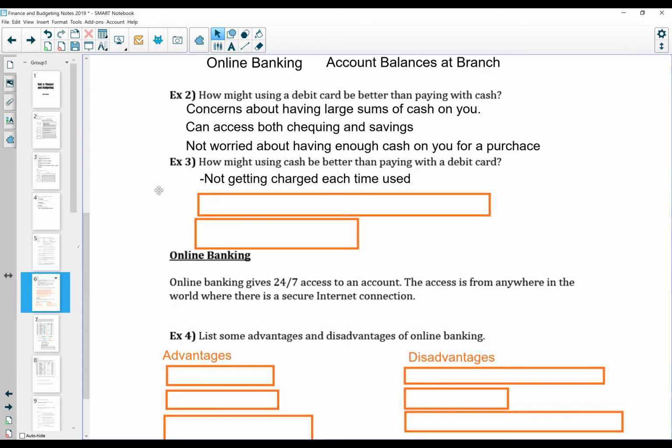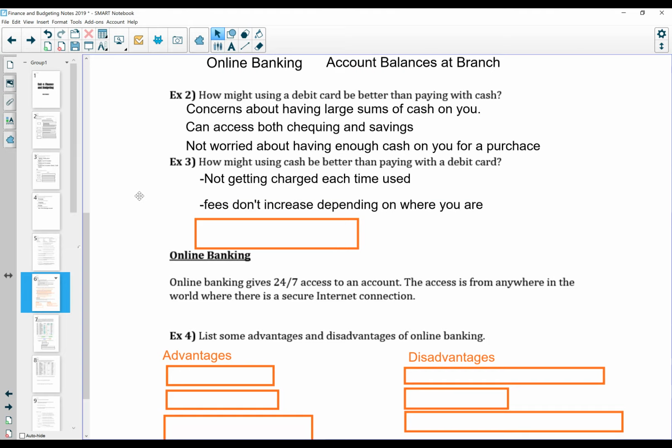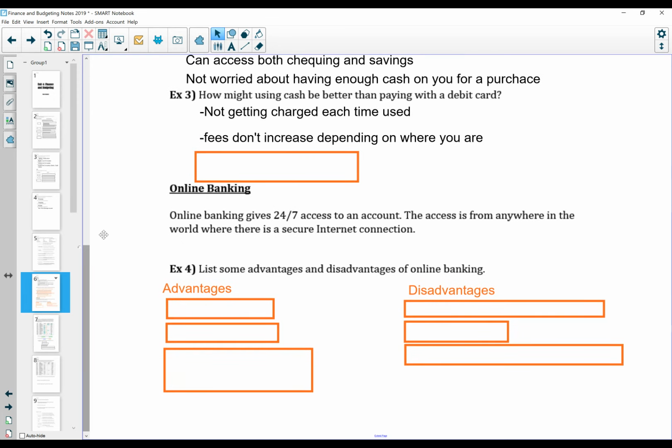You don't get charged each time you use cash. You just have it in your hand and you use it. The fees don't increase depending on where you are. Some fees at banks are really high for debit cards, but for cash, it's basically the same. You can just take cash out of the bank.